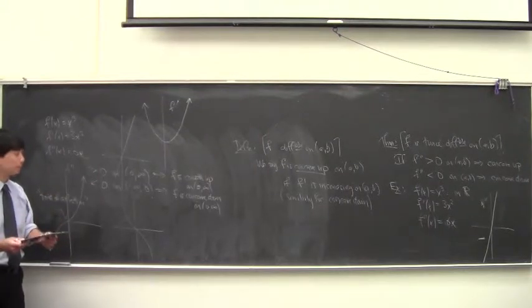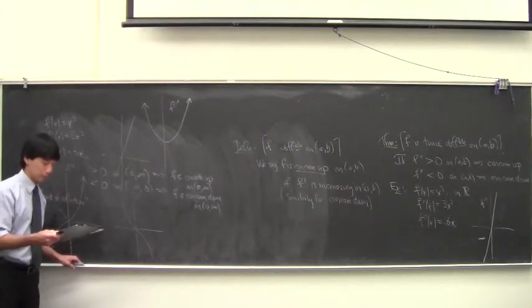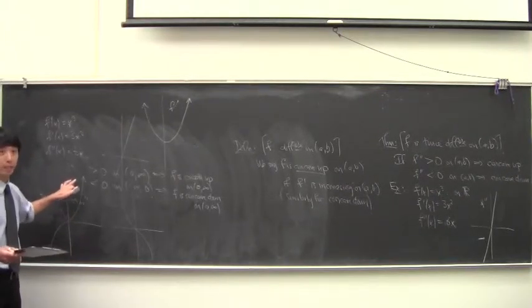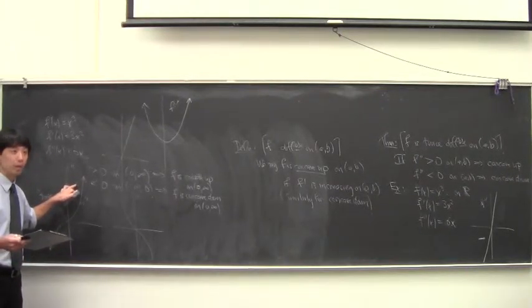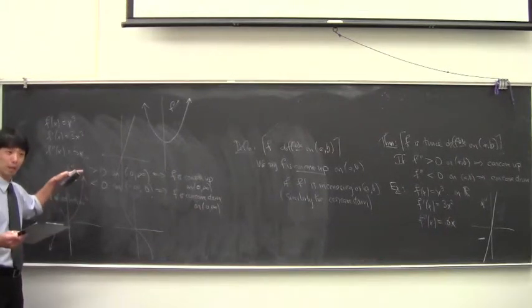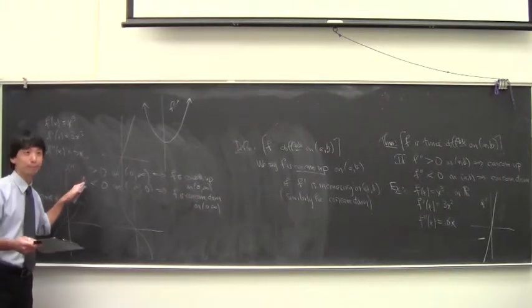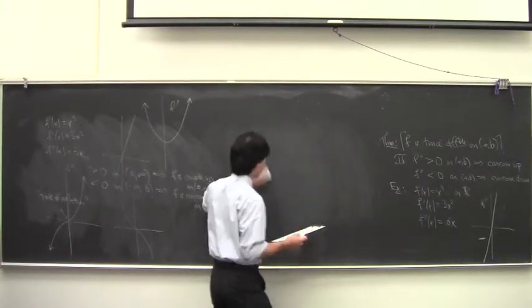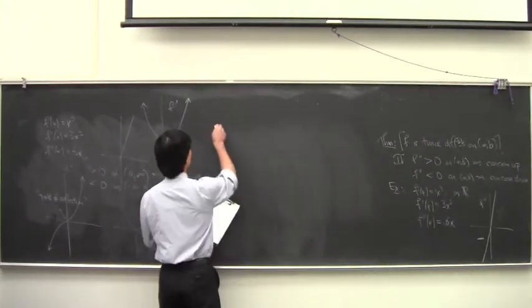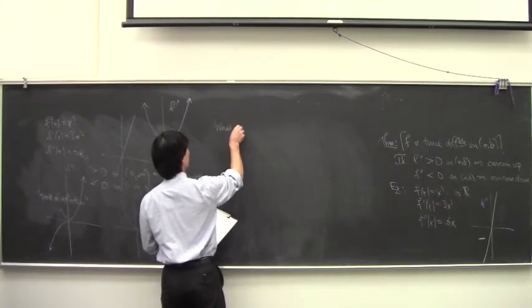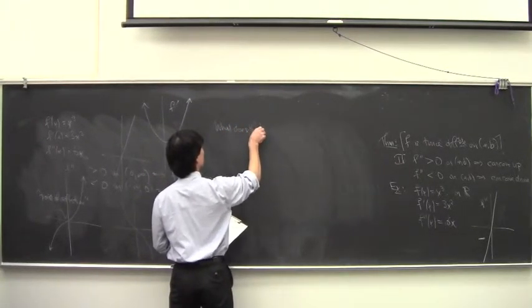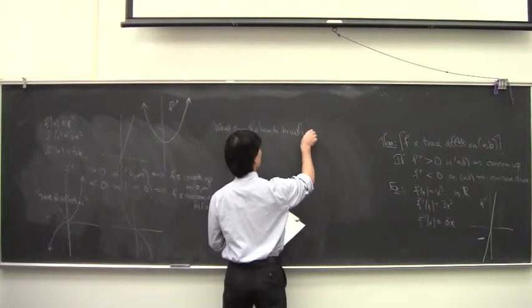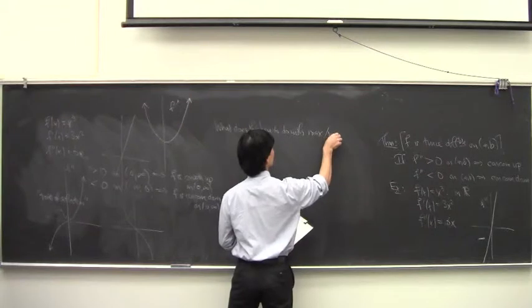Okay, so now we're going to tie this notion of concavity to our problem of optimization. What does this have to do with maxes and mins?